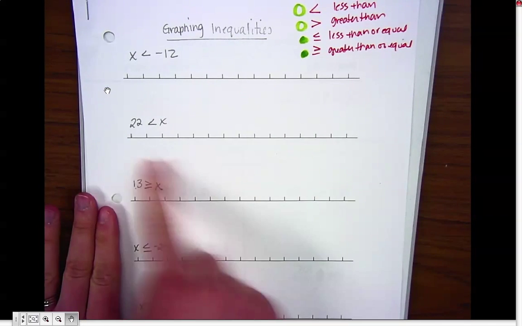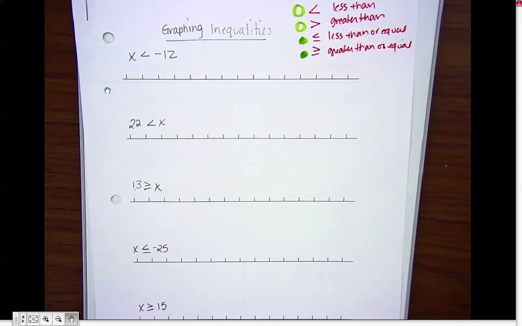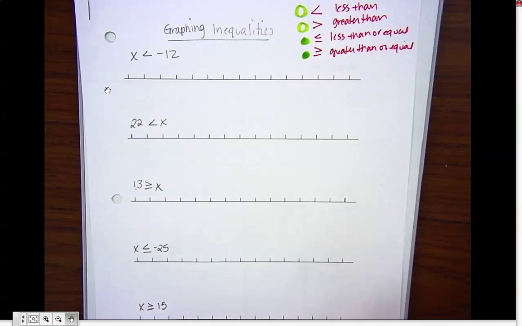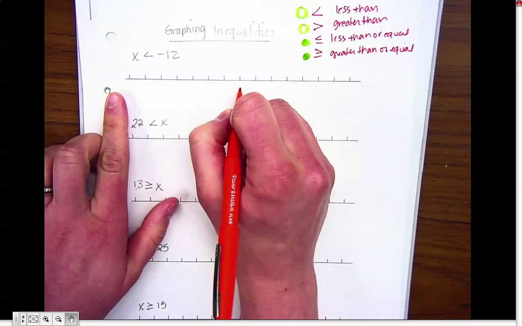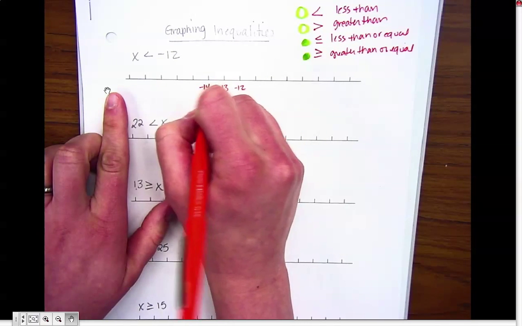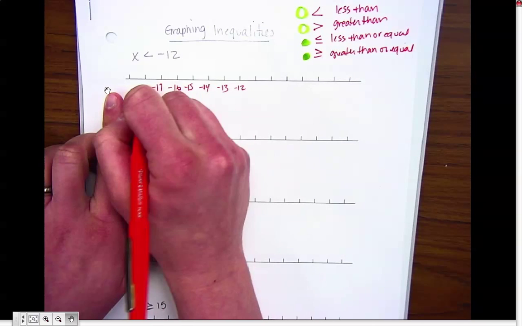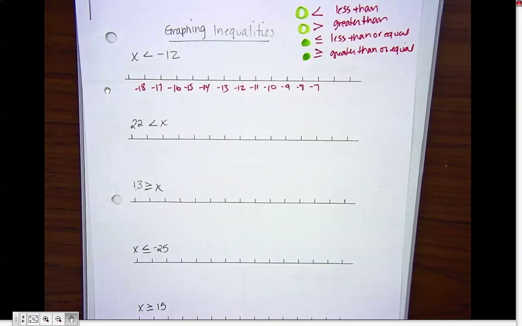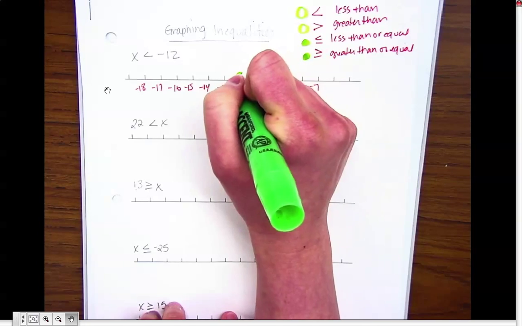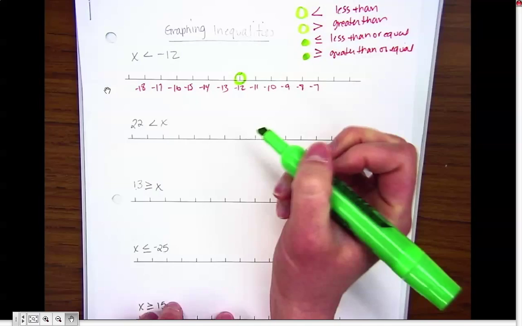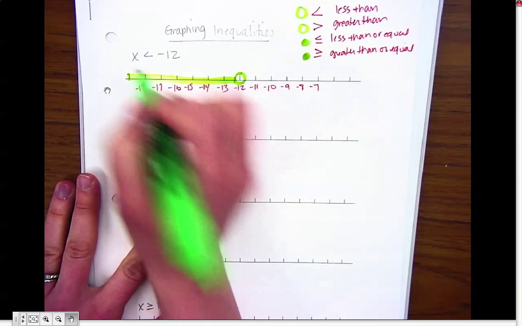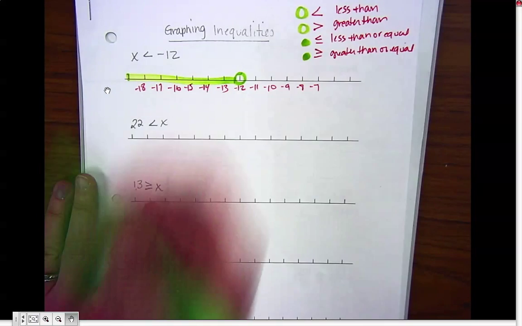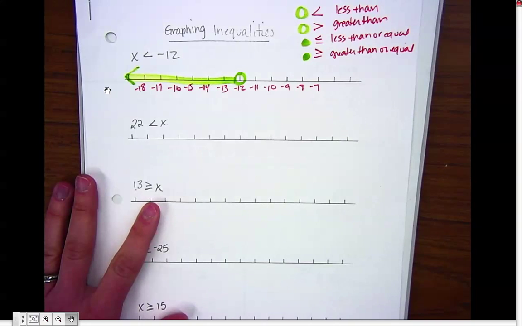All right, so let's take a look at this one. Notice we have some blank number lines. Remember that your negatives keep going to your left, your positives keep going to the right. So we have x is less than negative 12. I'm going to put negative 12 in the middle, and then negative 13, negative 14, negative 15, and negative 11, negative 10, negative 9, negative 8, negative 7. All right, so that should be plenty. If x is everything less than negative 12, I'm going to put an open circle at negative 12 because there's no symbol underneath it. And everything is less, so I'm going to go to all of my smaller numbers. I'm going to make an arrow at the end because this does continue on forever.